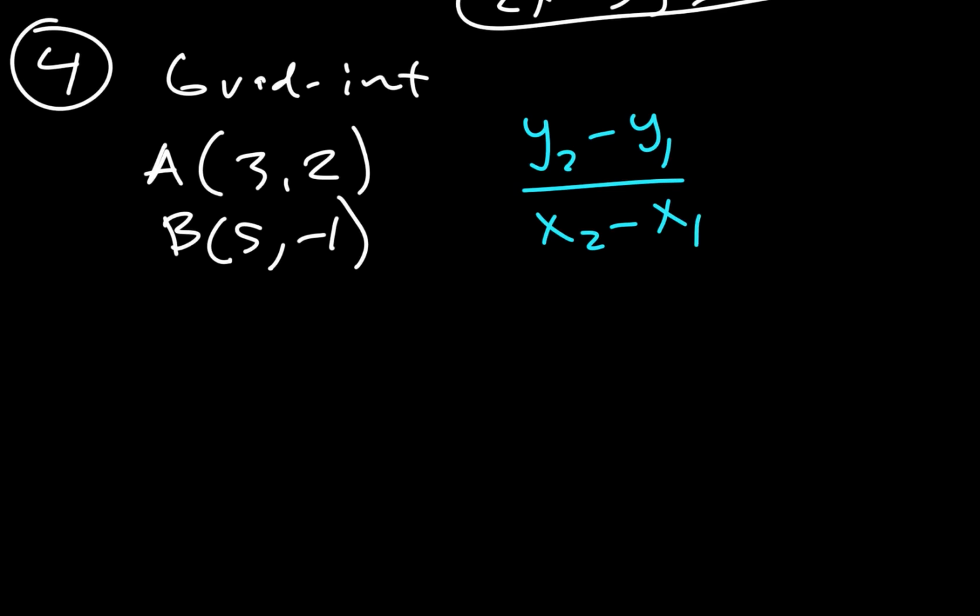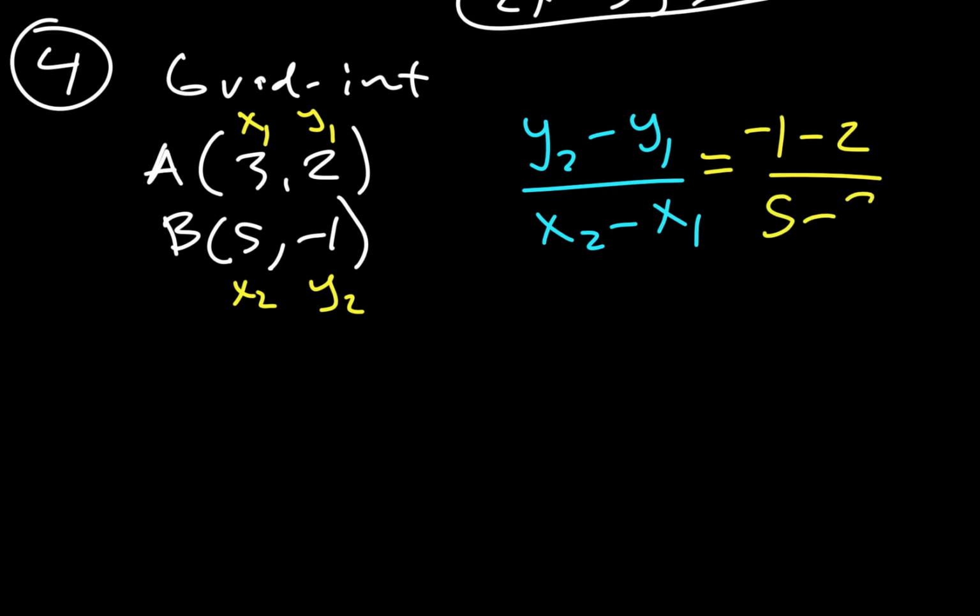So you can mark either point to be point number 1. It doesn't really matter as long as we're consistent. I will call this one 1. So it's x1, y1, x2, y2. We plug it in over here. So our y2 is negative 1 minus our y1, which is 2, over x2, which is 5, minus x1, which is 3. We simplify that.